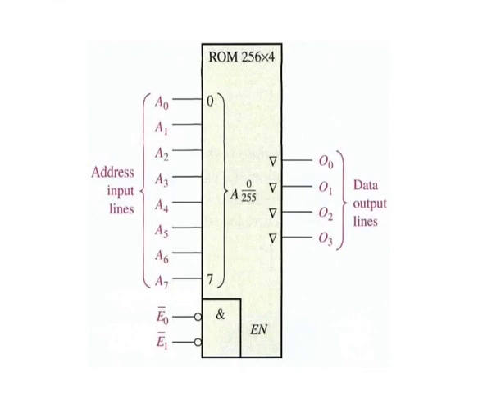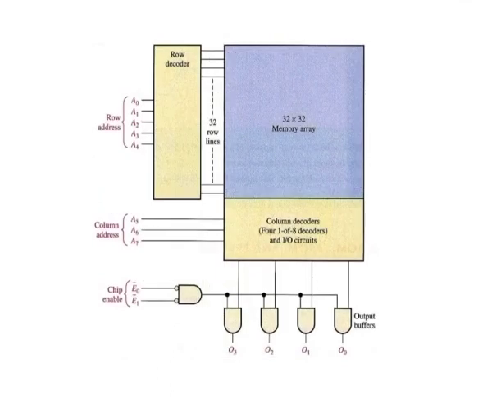Although the 256 by 4 organization of this device implies that there are 256 rows and 4 columns in the memory array, this is not actually the case. The memory cell array is actually a 32 by 32 matrix as shown in the block diagram.